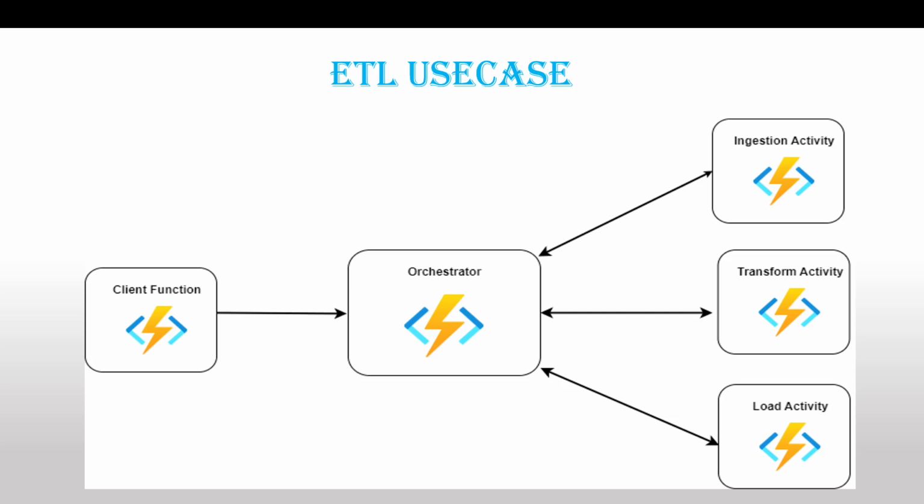The way it works is the client function will invoke the orchestration function. The orchestration function will in turn invoke these activity functions. First, it will invoke the ingestion activity. Once it is done, the orchestrator will invoke the transformation activity. Finally, it will invoke the load activity. Let's jump into the code.